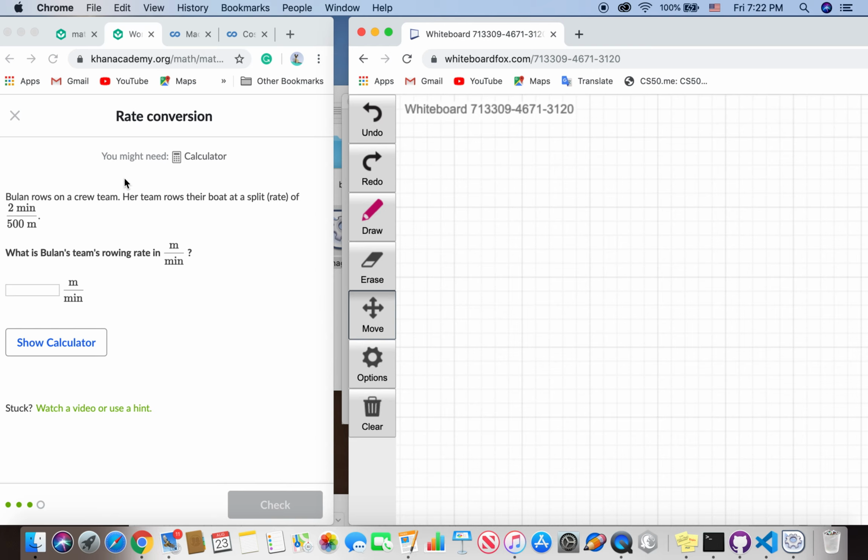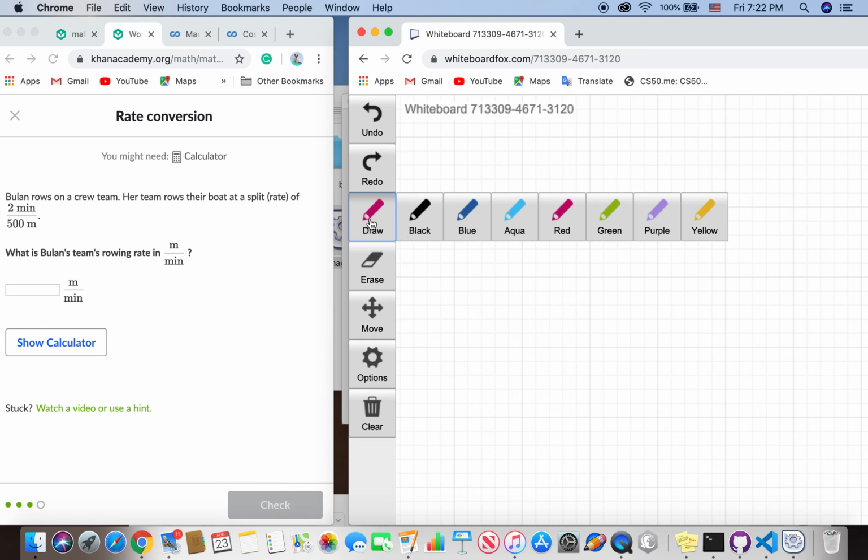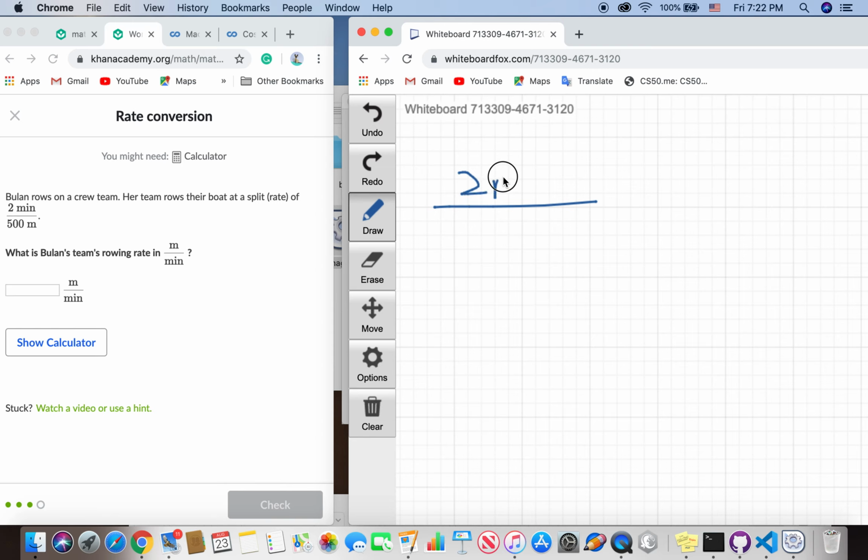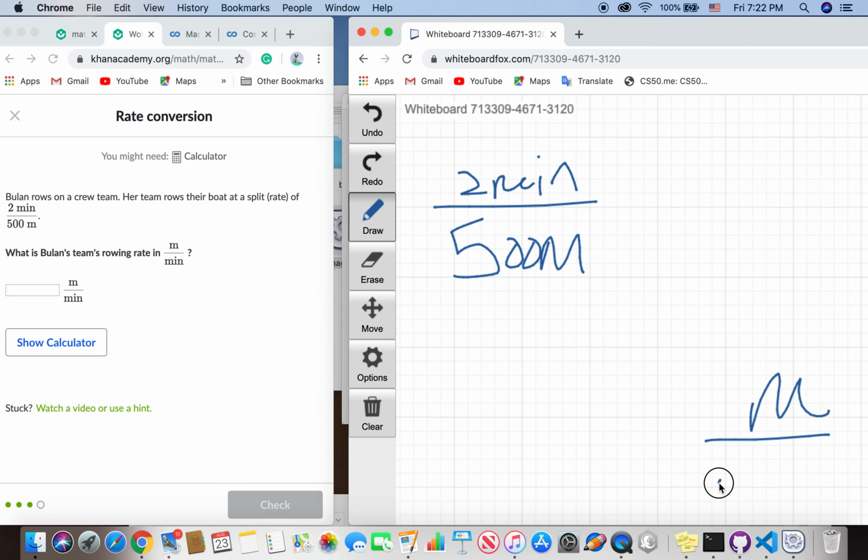Bulan rows on a crew team. Her team rows a boat at a split rate of 2 minutes per each 500 meters. Alright, so we want to get it in meters per minute. This question is asking us to change this rate to how many meters per each minute, which is a unit rate transformation. So let's start this off.